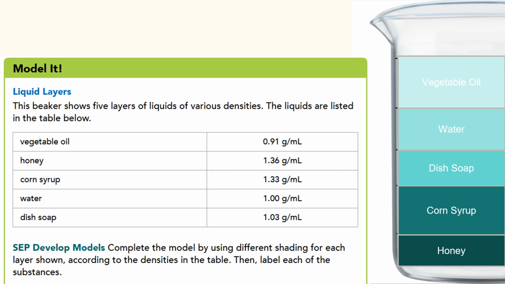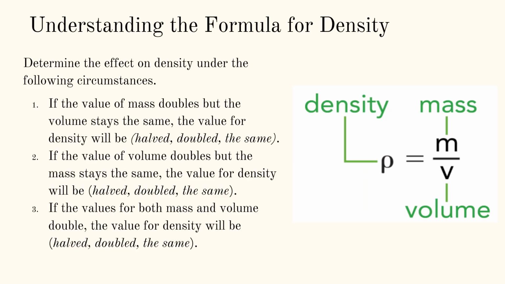And again, based on the knowledge that we just got, that lower density objects will float on higher density objects, that's how we decided what order these would go in. Honey would be at the bottom, then corn syrup, and lastly vegetable oil would be on top of all of the other liquids. Understanding the formula for density.